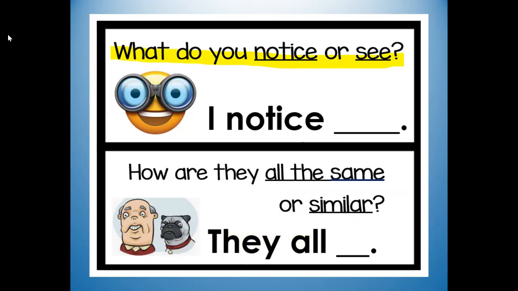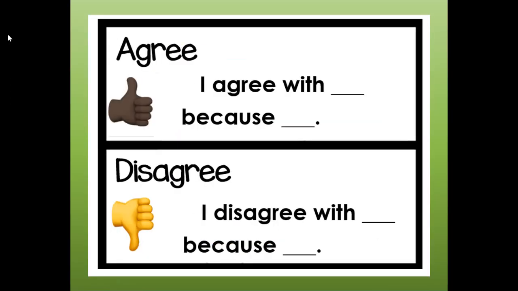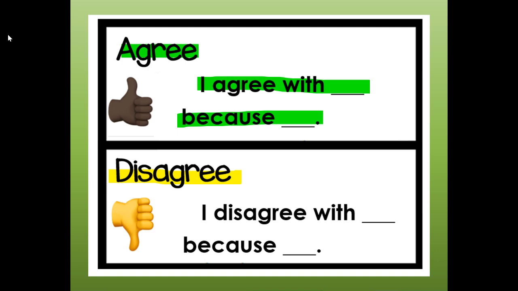I'm going to ask the same questions for each group of pictures. What do you notice or see? And you're going to say, I notice or I see. And then I'll ask you, how are the pictures all the same or similar? And you'll say they all, and tell me how they're the same or similar. You may also say, I agree with my partner or Mrs. Pearson. And if so, you can say, I agree with you because, and tell me why. Or you may disagree, and you could say, I disagree with you because, and tell me why.